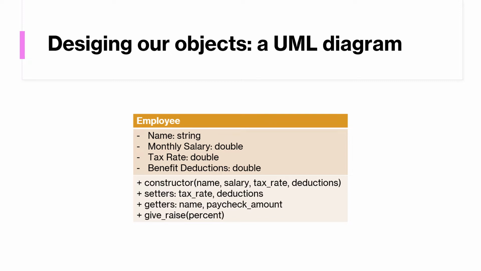And then we're going to have getters. We don't need to get back the raw salary, the tax rate, or the benefit deductions. What we need to get back is the paycheck amount. So we're going to have a getter for get name, and a getter for get paycheck amount. Hopefully you understand the logic there. If not, hopefully it'll become clear as we go through this.